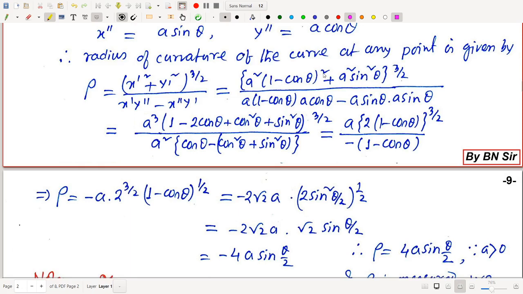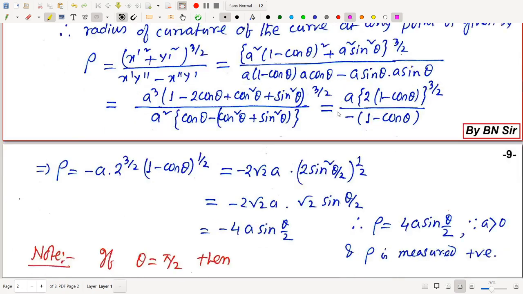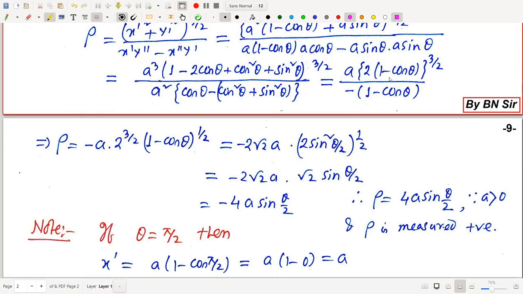Now if we square this, 1 minus cos theta whole square is 1 minus 2 cos theta plus cos square theta. In the numerator, a square is taken common, but there is a power 3 by 2, so it will be a cube common. In the denominator, a square is common, cos theta taken inside: cos theta minus cos square theta minus sin square theta, so we have taken minus common, cos square theta plus sin square theta is 1. In the numerator, cos square theta plus sin square theta is 1, so there is a 1, 2, and minus 2 cos theta, so 2 common, 1 minus cos theta. The denominator is cos theta minus 1, but we have written 1 minus cos theta by taking the minus sign common, so the 1 minus cos theta appears in the numerator and similarly in the denominator.